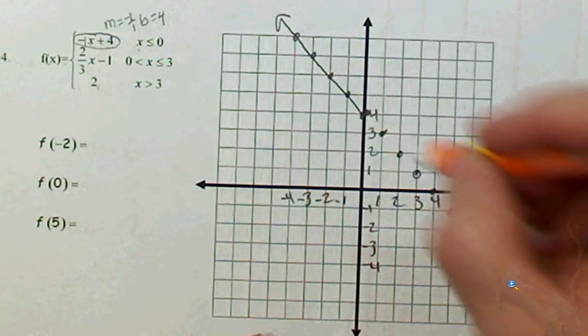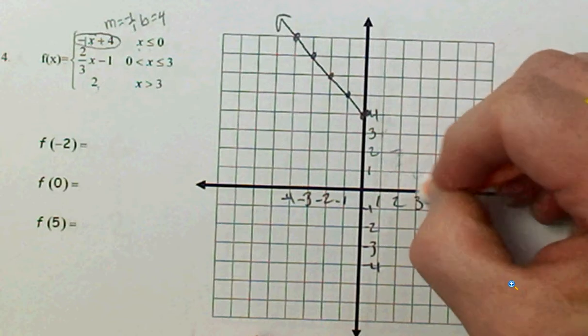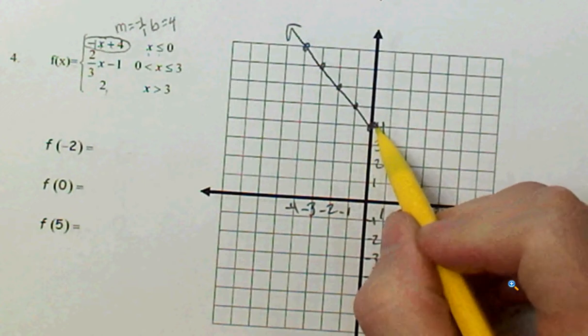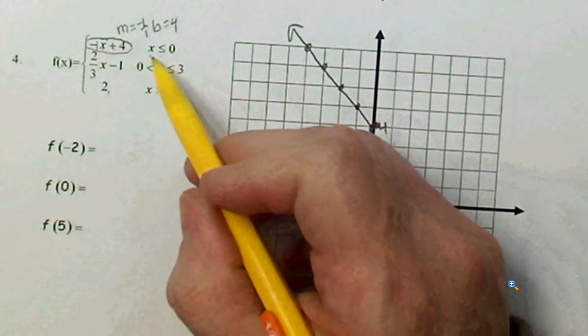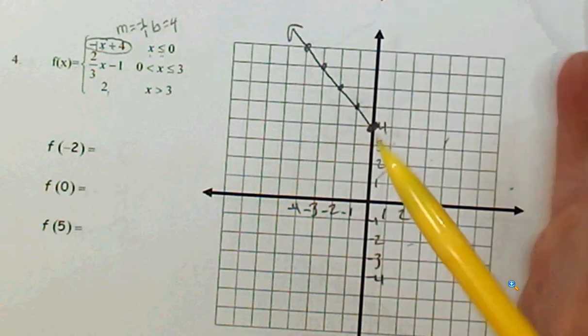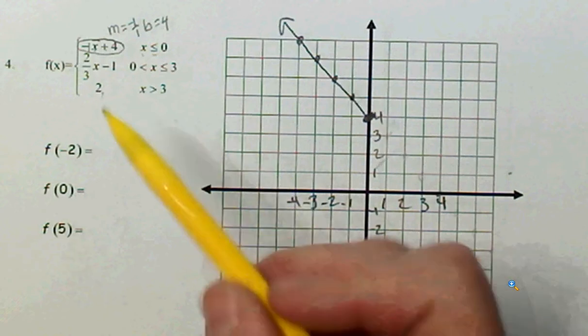Before we move on, we erase the points that are not used in this piece, and we check to see if this should be open or closed. So it says that x is less than or equal to 0, so equal to means it should be closed. So first piece done.